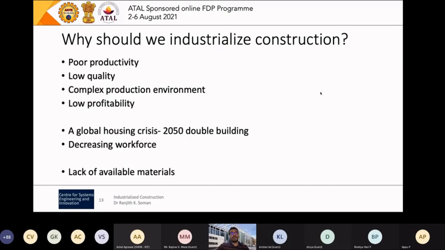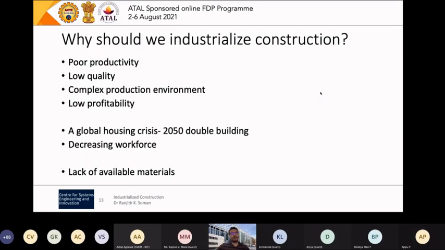So why should we industrialize construction? We have poor productivity, low quality, and a complex production environment. We have low profitability. If you look at the profit margins of any contractor, you could see it's almost in that 1% range, whereas other sectors are looking at a 10 to 30% range. The problem with that profit margin is that there's a lot of probability for loss, and also lesser gains that could be put back into research to create better products.